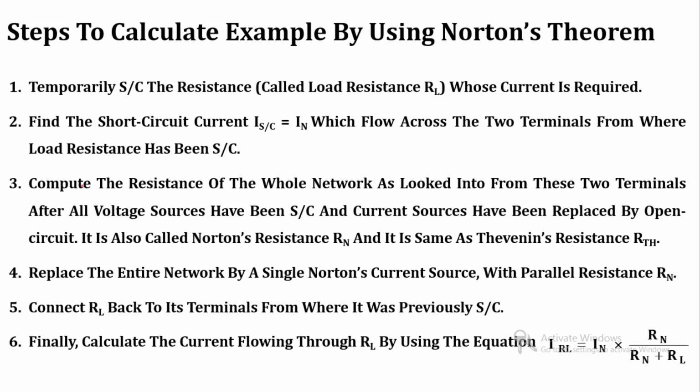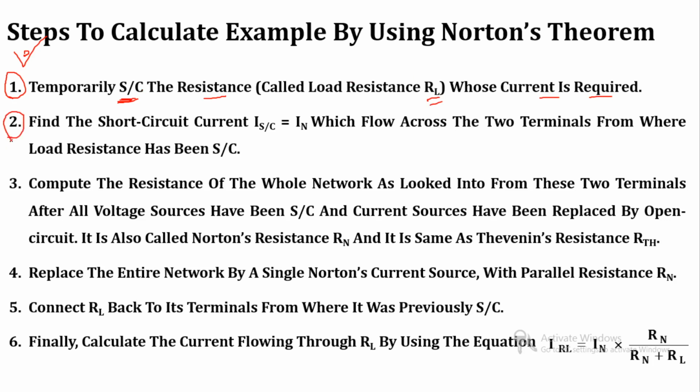So, what are the steps to calculate the example by using Norton's theorem? The first step is to temporarily short circuit the resistance. In the previous Thevenin's theorem, we used the word open circuit, but in the case of Norton's theorem, we simply short circuit the load resistance whose current is required to be found.